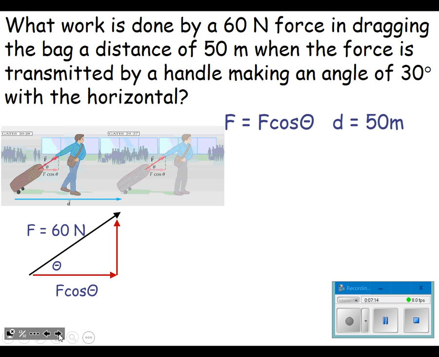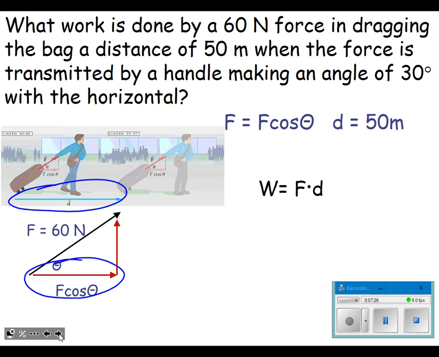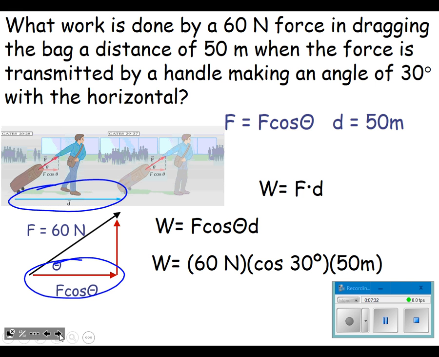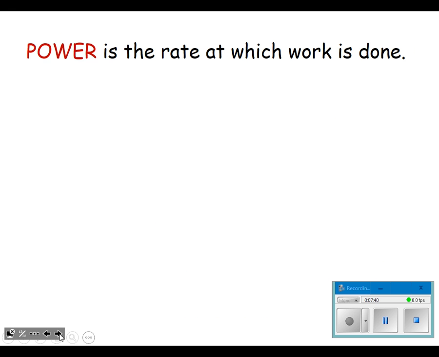So we can say F cosine theta because we want to find our displacement, which is, notice, horizontal right here. So we have to use the horizontal force. Okay, so we would do F cosine theta times D. So 60 cosine 30 multiplied by 50 would give us an answer of 2,598.08 joules.